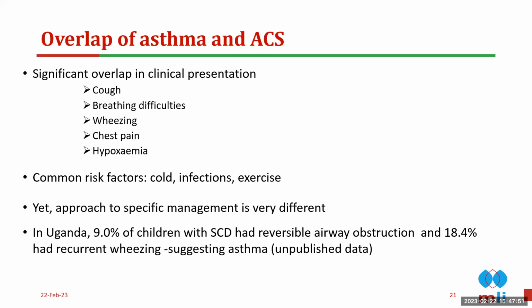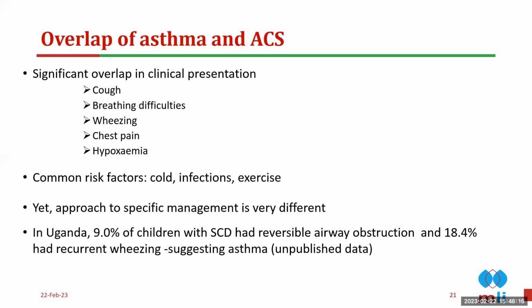So there is a significant overlap in clinical presentation. They both present with cough, breathing difficulties, they may have wheezing, they have chest pain, and when you do the oxygen saturation, they all have hypoxemia. So how does one determine whether they have asthma or acute chest syndrome or a combination of the two? Having mentioned that when you have a combination, it actually increases your risk of death.